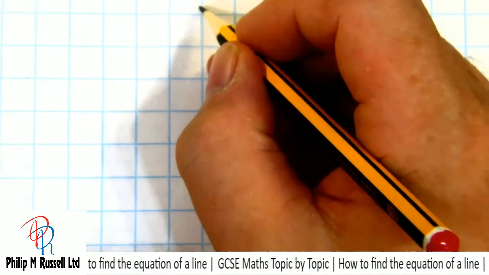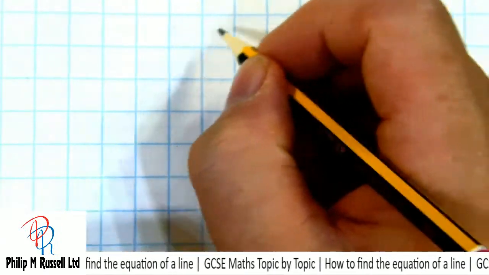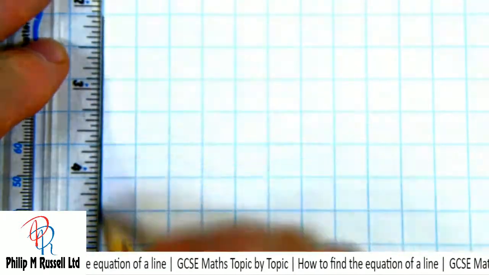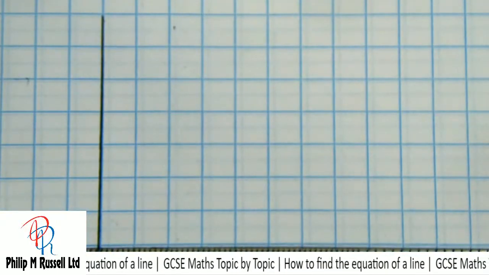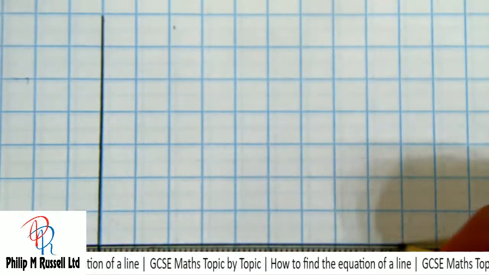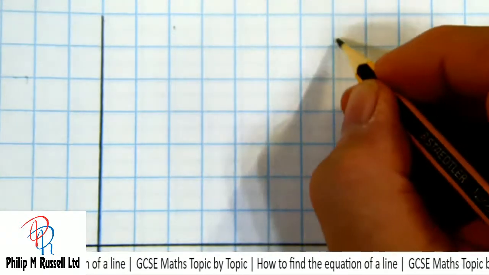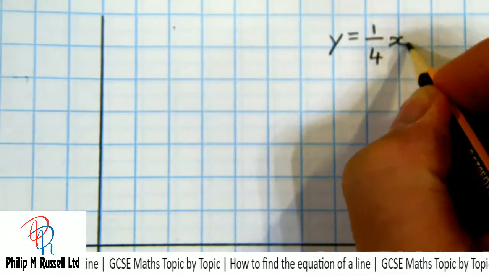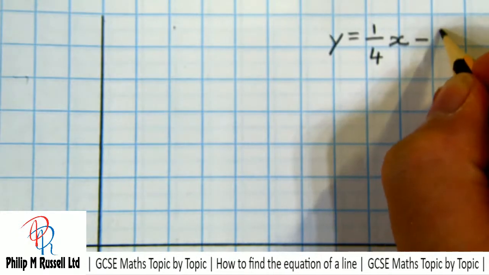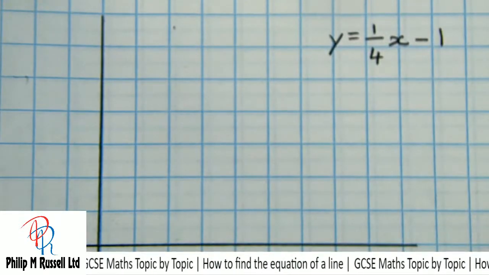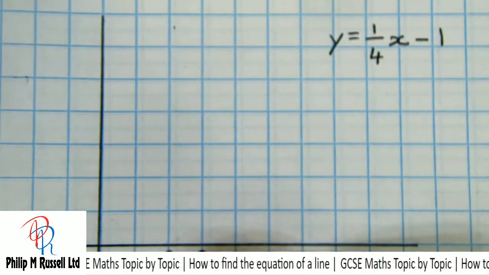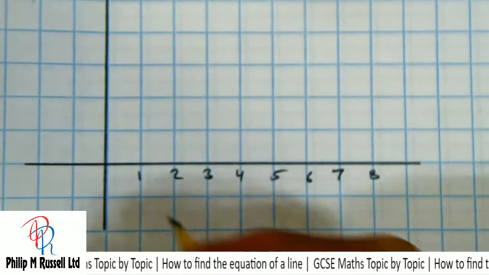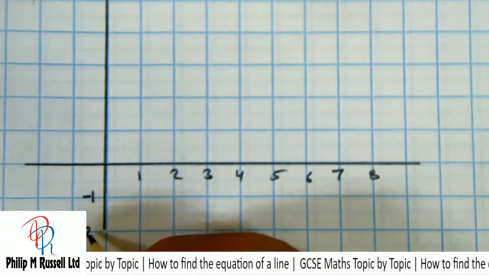They might ask me to find or draw in the perpendicular line to another one. So let's draw in another one. Let's have y equals, oh, how about a quarter x minus 1. What does that mean? Well, let's just put in some numbers, and I'm going to go and make sure here I've got my minus 1 and minus 2 there.